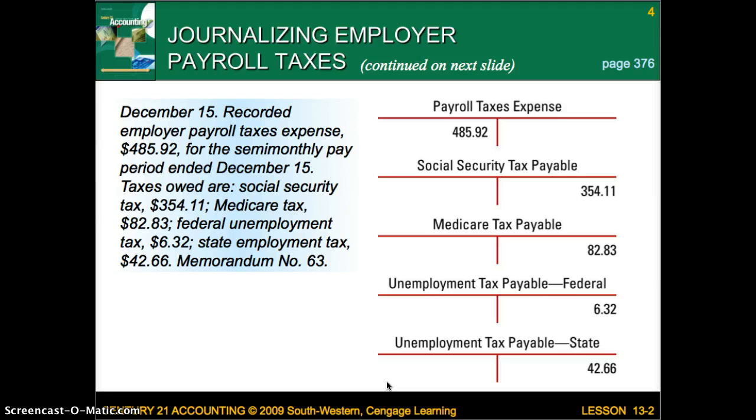Journalizing your payroll taxes. So on December 15th, we recorded employer payroll tax expense of $485.92 for the semi-monthly pay period ended December 15th. Right here it tells us the taxes owed are Social Security $354, Medicare $82, federal $632, state $42.66. So all of those things will be credited and your payroll tax expense will be debited. Remember, your expense is always debited. That's how you can remember easier that all these will be credited. So this is just the total of all of your taxes that the employer pays in.